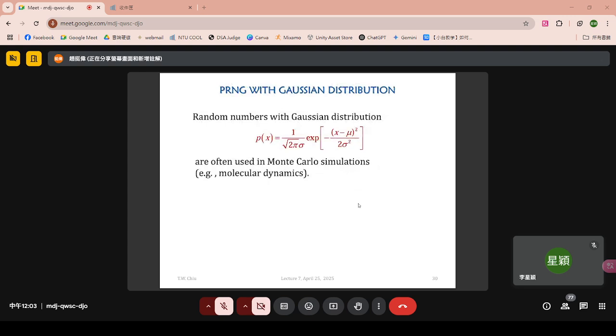Now let me talk about the random number generator with the Gaussian distribution. In general it looks like this. This is sigma squared, and this is sigma outside of the square root. This is the Gaussian distribution, and the center, the peak of the Gaussian, is at x equal to mu.